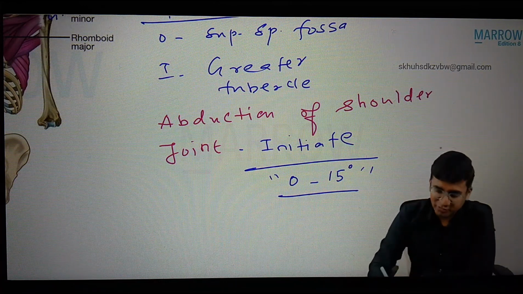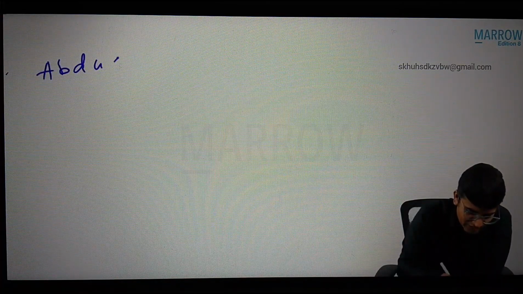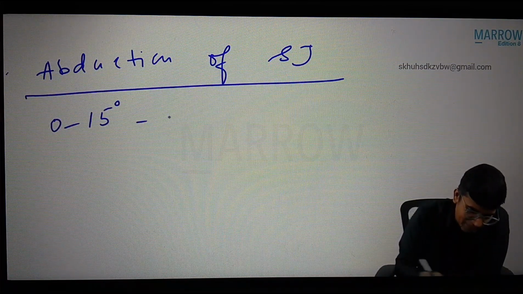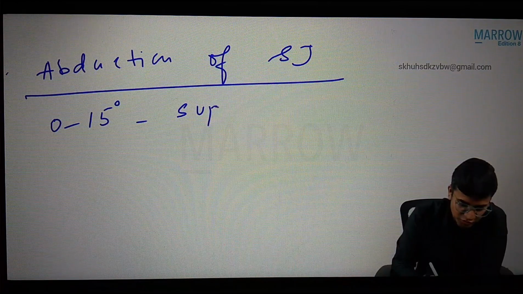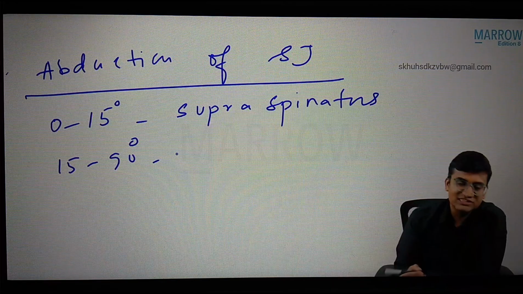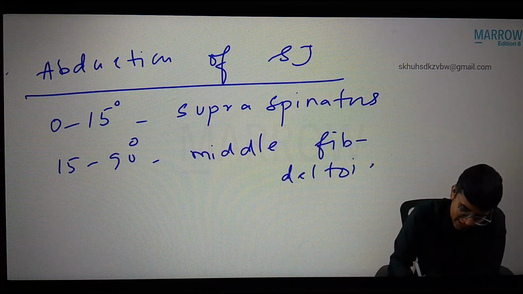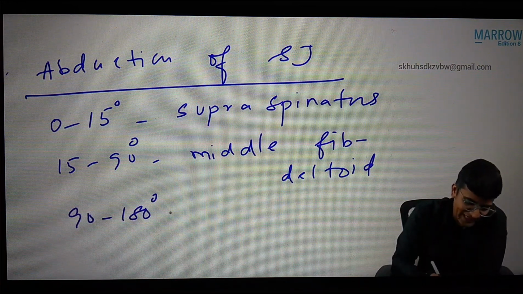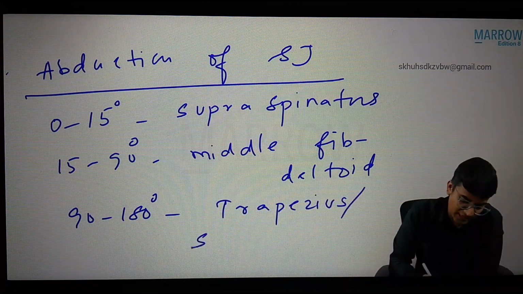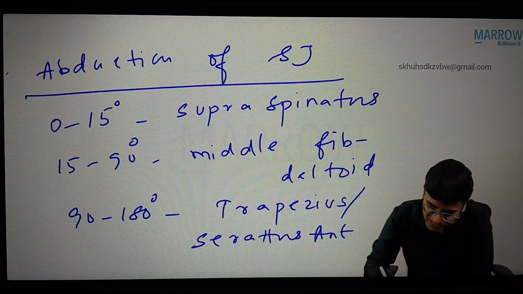So abduction of the shoulder joint is very important. Now we can put one box and write abduction of the shoulder joint. So 0 to 15-degree abduction is done by, yes, very good, the supraspinatus muscle. 15 to 90-degree abduction is done by the middle fibers of deltoid. 90 to 180-degree abduction is done by our trapezius and serratus anterior. Very important. They may ask you specifically.